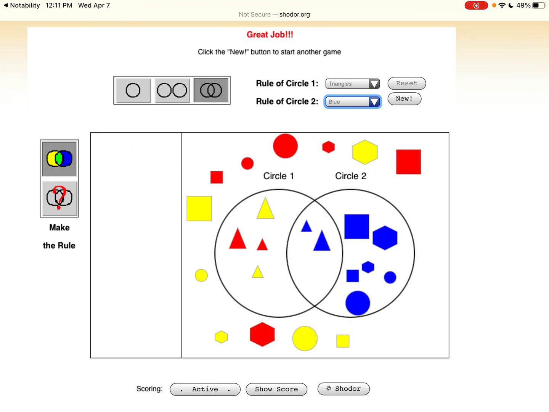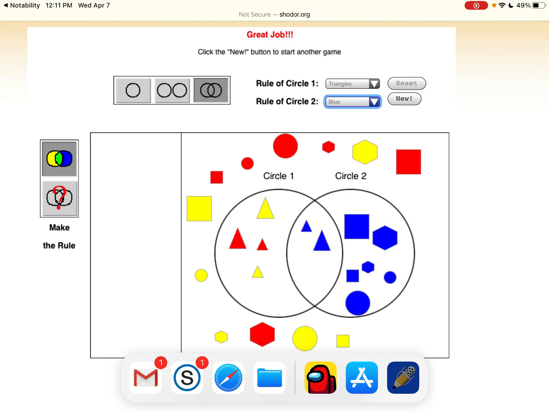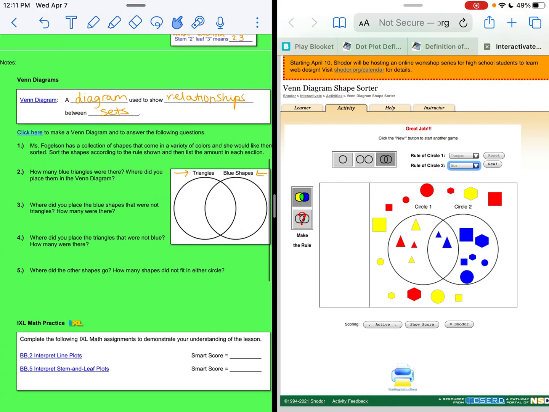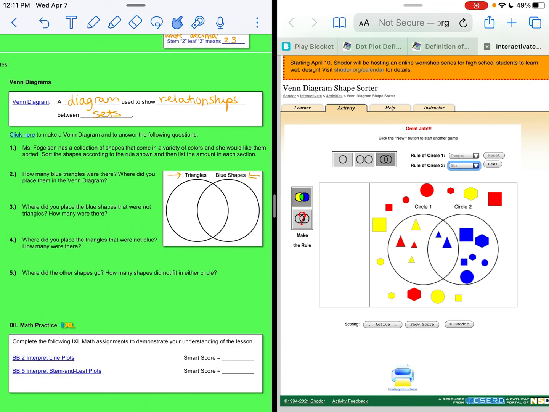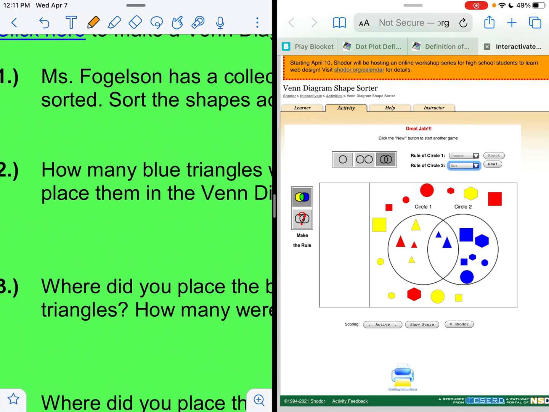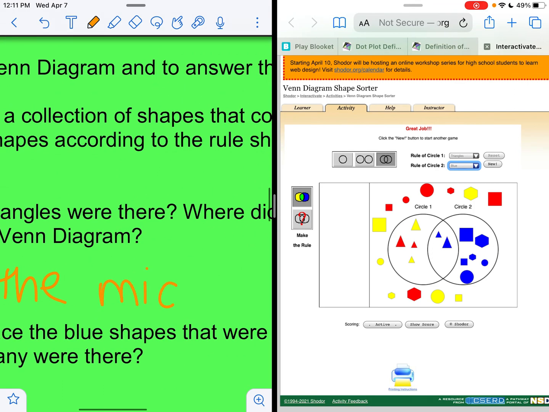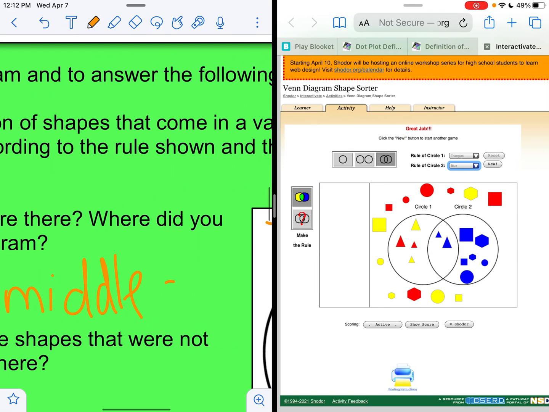Okay, so go ahead and make sure you're doing this, because it is going to ask us a bunch of questions now on our notes. So you can split your screen. Number 1, that's just saying to sort it. Number 2, how many blue triangles were there? How many blue triangles did we have? We had 2 blue triangles, and we put them in the middle. In the middle circle.